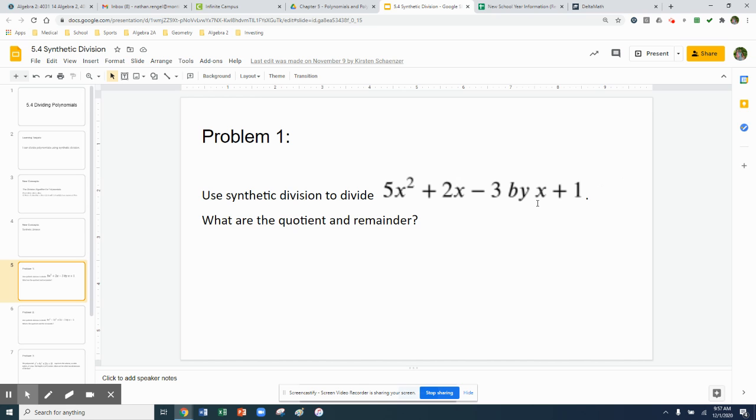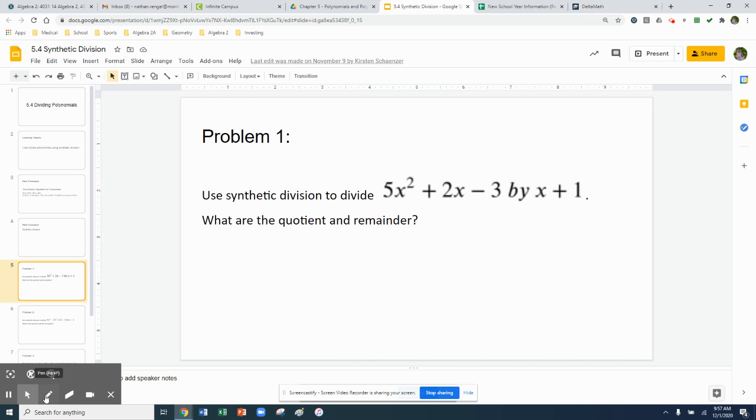So first, we are going to take 5x squared plus 2x minus 3, and we are going to divide it by x plus 1. If you get a remainder, we're going to write it in remainder form, and I'm going to show you that on Delta Math in just a second. So we've got 5x squared plus 2x minus 3. We're going to divide that by x plus 1.